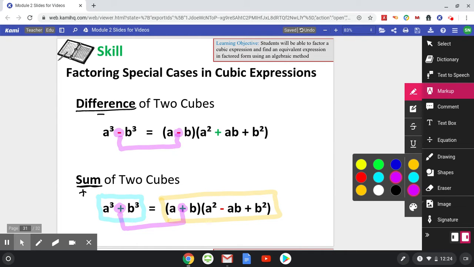Now, if we look at the second sign, the first sign in the second parentheses is always the opposite of the sign in the problem. So if this is a plus, the problem has to be a minus. Then the last one is always a plus. The last one never changes.